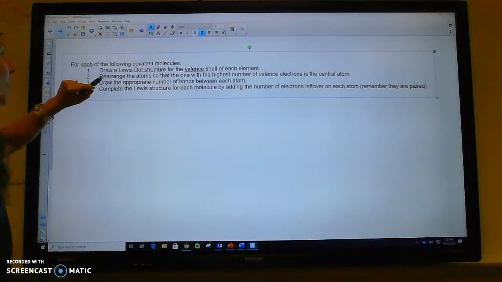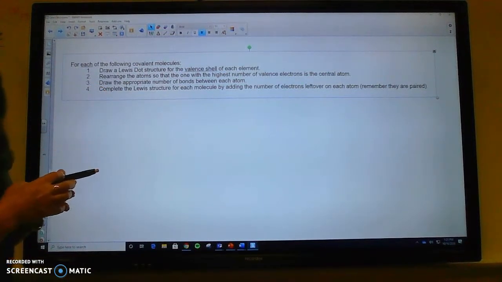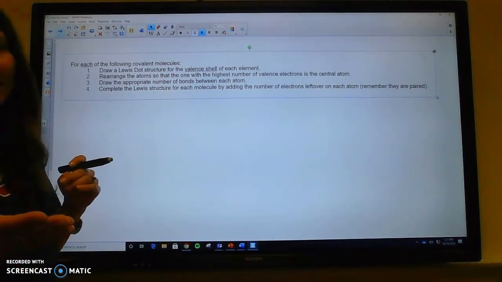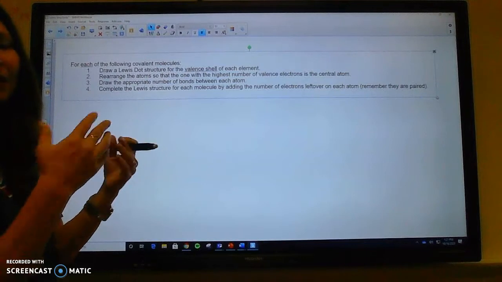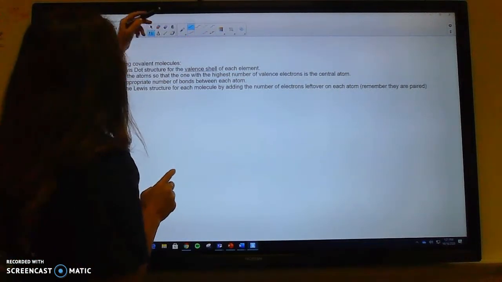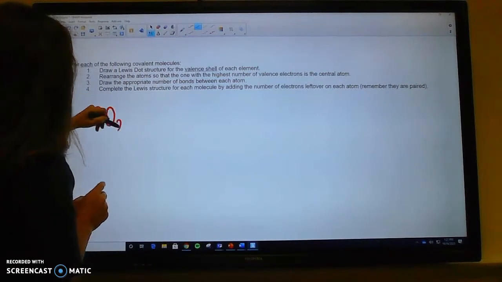Okay? And then we're going to rearrange the atoms so that the one with the highest number of valence electrons, that's going to be your central atom, the one that goes in the middle, if that's even an issue. If it's one of each, then we don't have to worry about that. So what we're going to do, we're going to start out with, let's do carbon dioxide, okay?